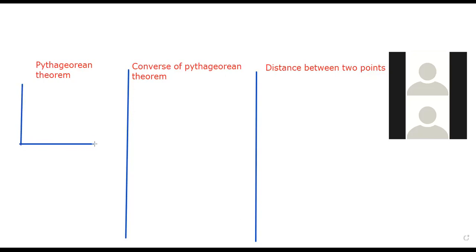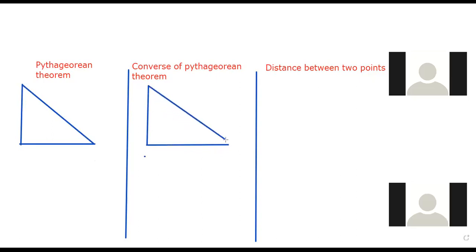How many right angles in any triangle? One. Okay, then this is another one. And in distance between 2 points we have a formula and we are going to deal with the coordinate plane, right?